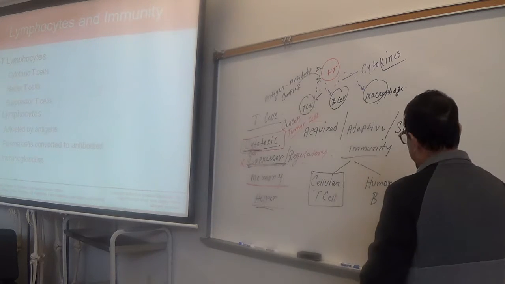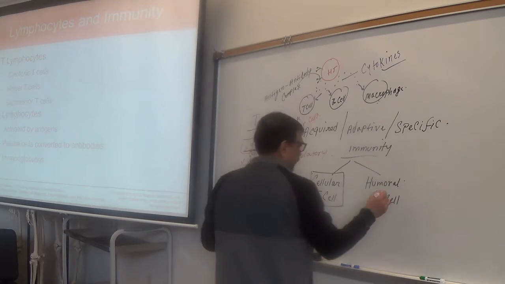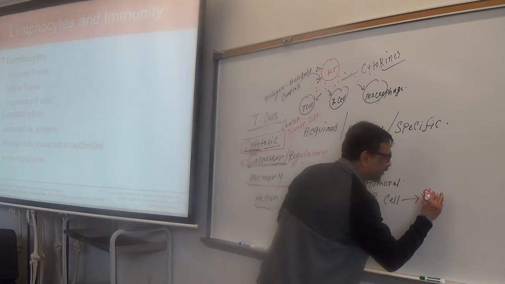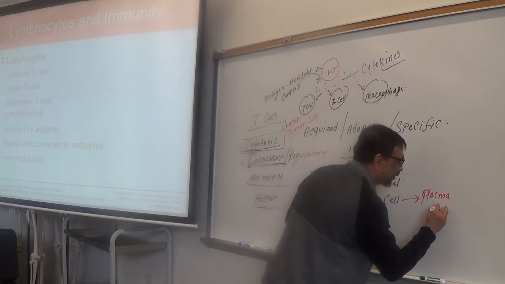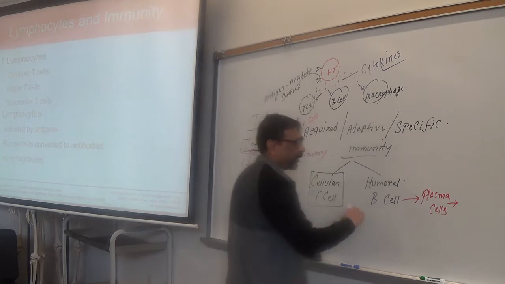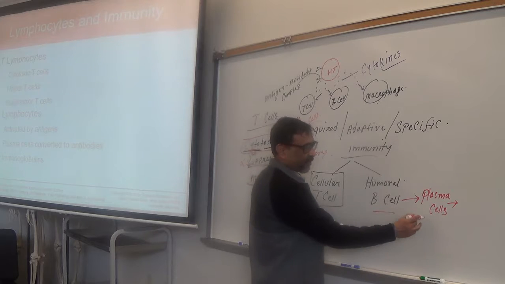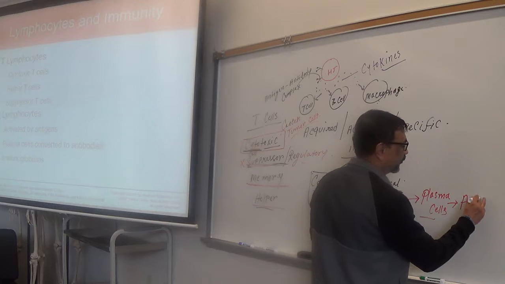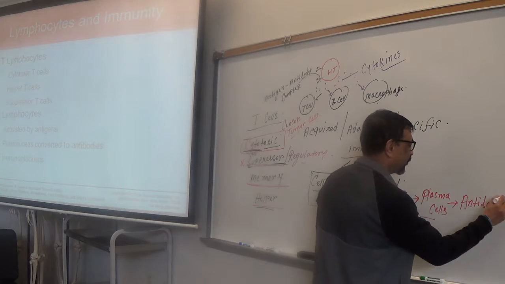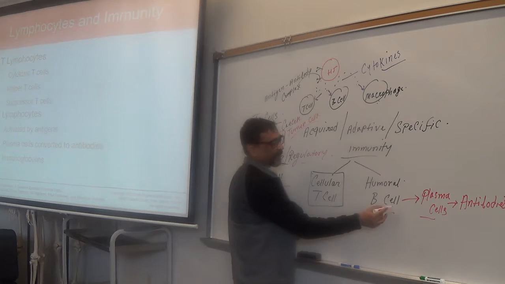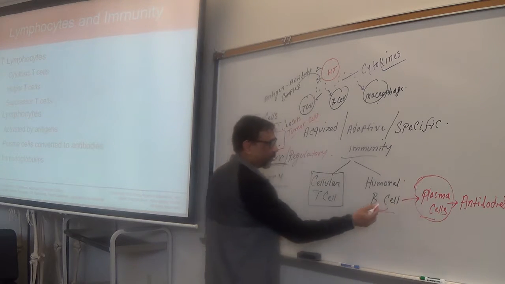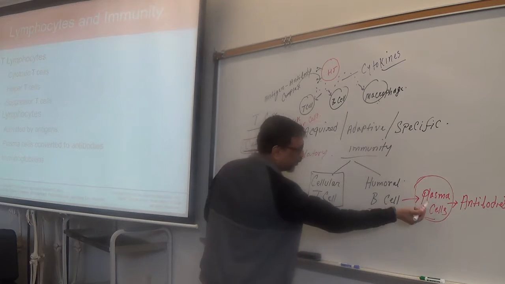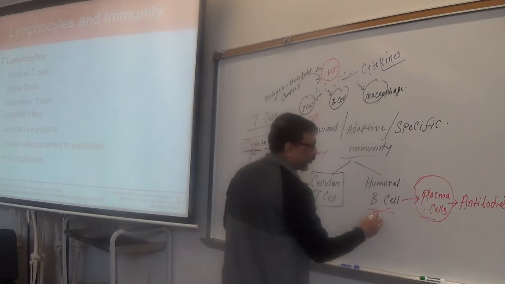Now B lymphocytes are converted to plasma cells. And in the last class probably I mentioned, once B lymphocytes are converted to plasma cells, they produce plenty of antibodies. So some books say plasma cells are one type of B lymphocytes. Actually, some B lymphocytes are converted to plasma cells. Okay. Also we have memory B cells.